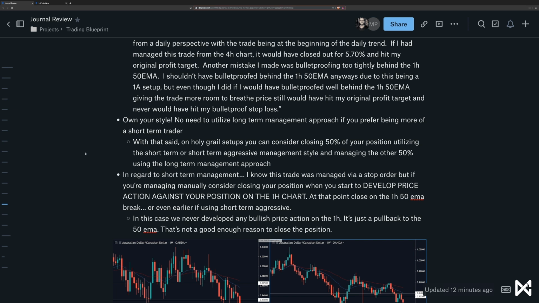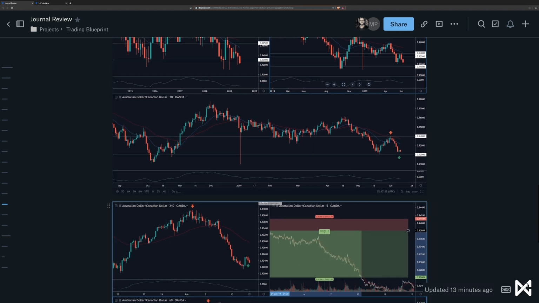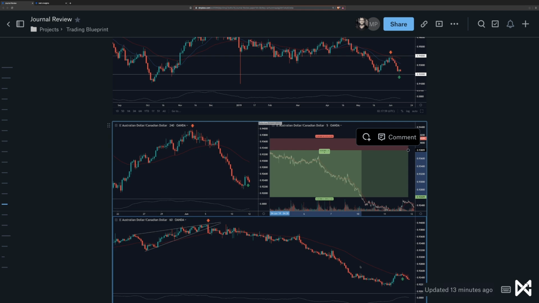You can also just choose, I'll either use long-term because I prefer to sit longer in positions. I like to let them play out. So 4 hour 50 might be what you prefer. If you prefer to be quicker, snappier with setups, short-term management is what you would probably prefer. You can choose one or the other. You can have a blend like this where you close 50% and then manage the other 50% later. Or you can have a totally different management approach where you start off using 4 hour 50 management, and if it starts accelerating, you can switch to 1 hour 50 management.